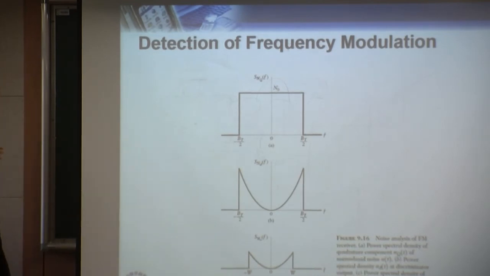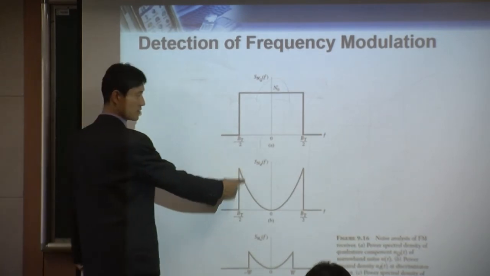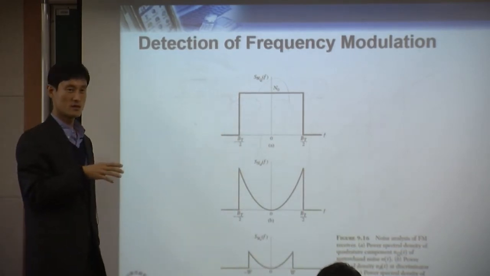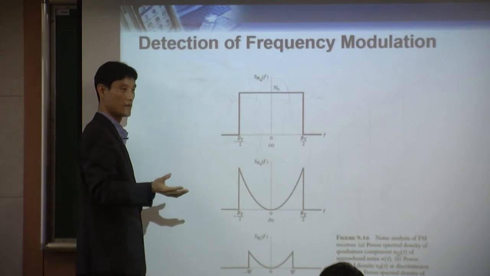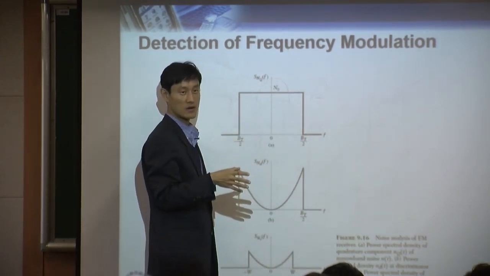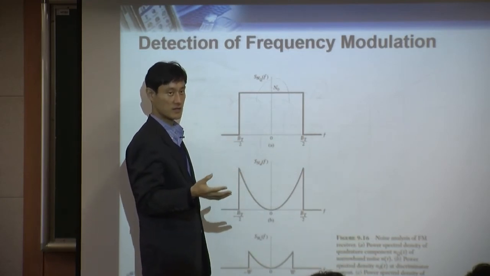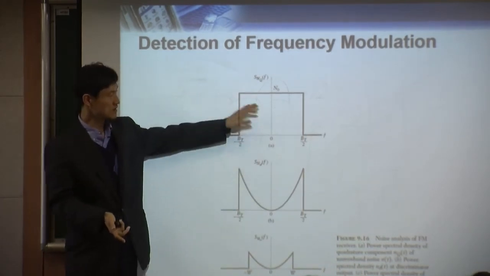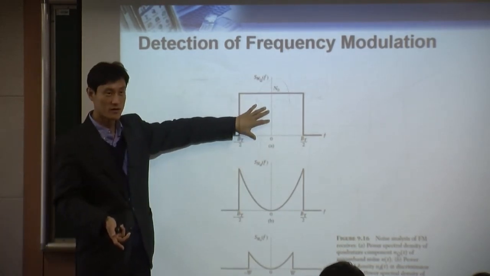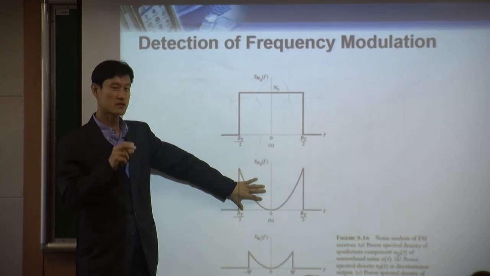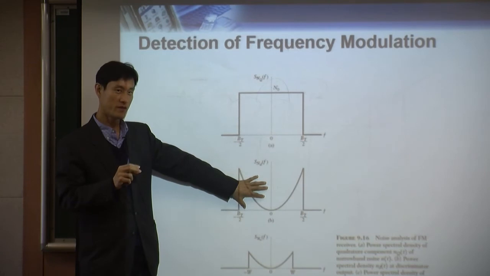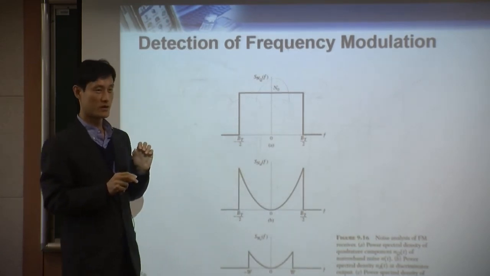This is the power spectral density. So how do you get the power? Simply calculate the area. That's going to be the power, because this is power spectral density. Which one has a large power? This one has a large power. Or another way, this one has smaller power. In FM, noise has much smaller power.